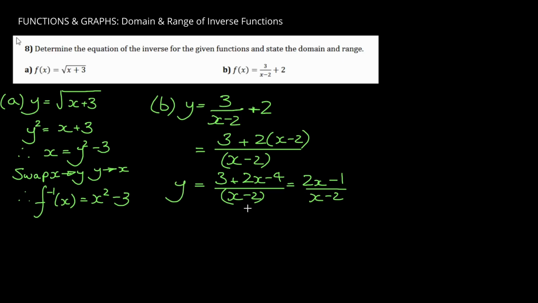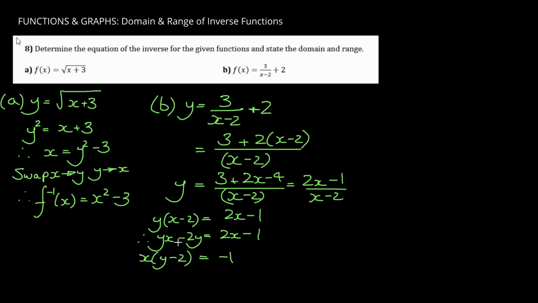Okay, now if we cross multiply and try to make x the subject, we get y times x minus 2 is equal to 2x minus 1. Multiplying this out, we get yx minus 2y is equal to 2x minus 1. Gathering up the x terms and putting them onto the left-hand side, we get x times y minus 2 is equal to negative 1, and it's joined now by a positive 2y. So therefore, x is equal to 2y minus 1 divided by y minus 2.